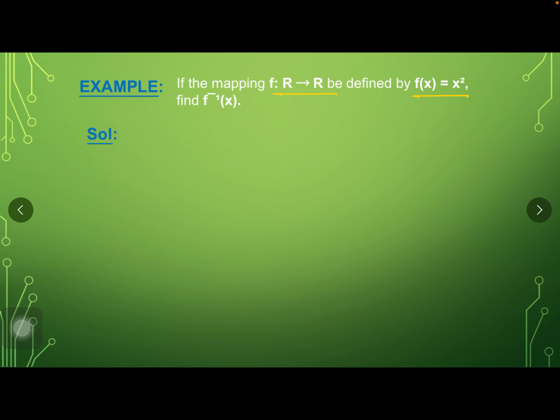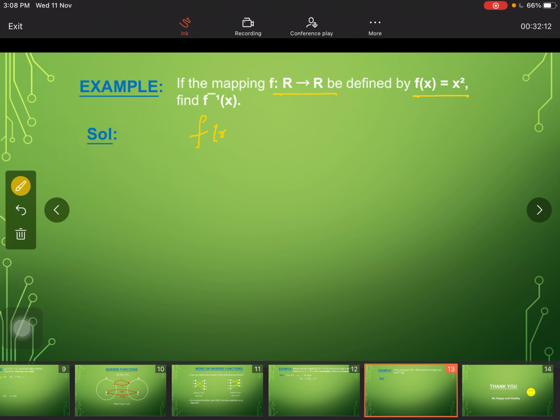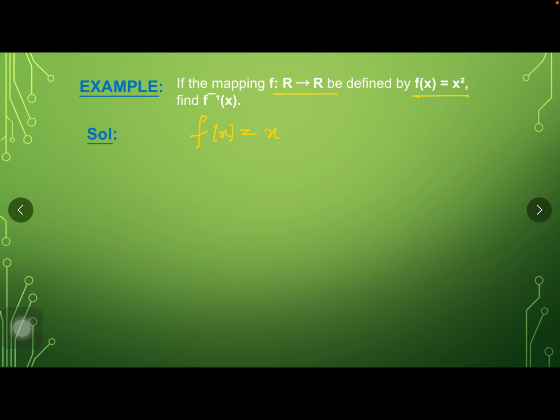So now let's take another example. Here we have the mapping f from R to R defined by f(x) is x square. So now here you need to find the f inverse(x). So what will be the f inverse(x) here? Given f(x) is x square, right? So we put y equal to f(x). So that is x square. So what is x in terms of y? x in terms of y is plus minus square root of y, right?